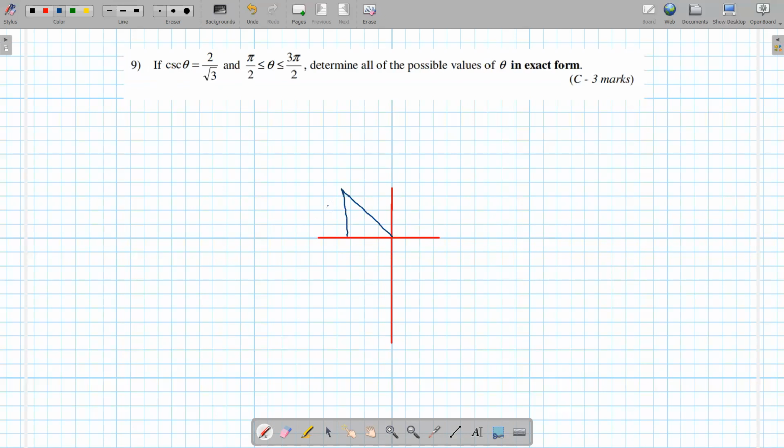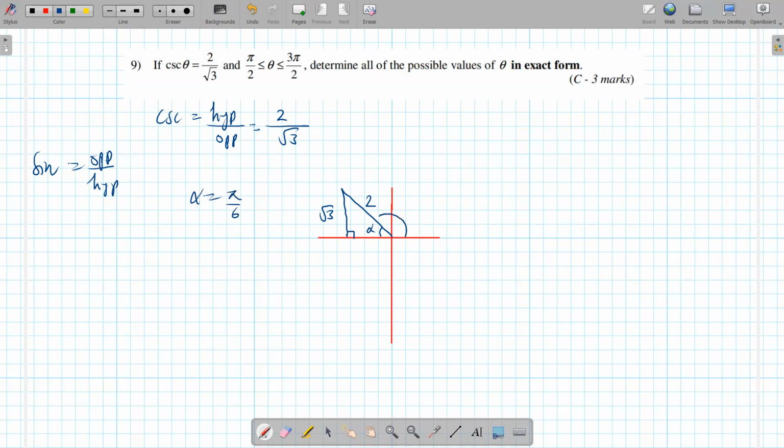From there, you want to draw a triangle. Sine is opposite over hypotenuse, right? That means cosecant is hypotenuse over opposite, and the value of hypotenuse is 2. The value of opposite is √3. So you can say this is your angle, that's your related acute angle. So that's going to be pi over 6.